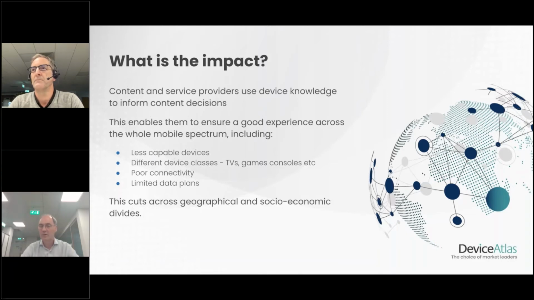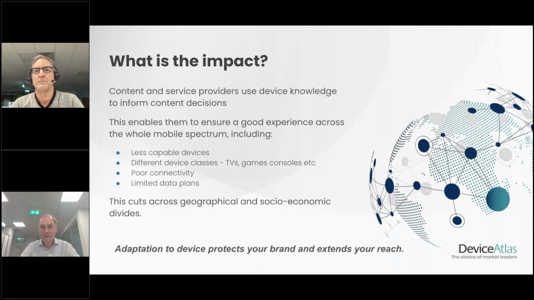And why this is important is because this has geographical implications. Firstly, in emerging markets, data is more expensive. Devices are less capable on average. And this also affects socioeconomic strata. So if you actually want to reach all users, both geographically and socioeconomically, you have to accommodate the device capabilities that you're trying to reach. And ultimately, the ability to adapt to the device protects your brand and extends your reach.